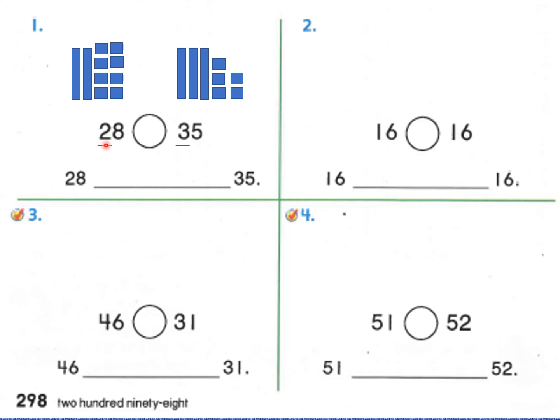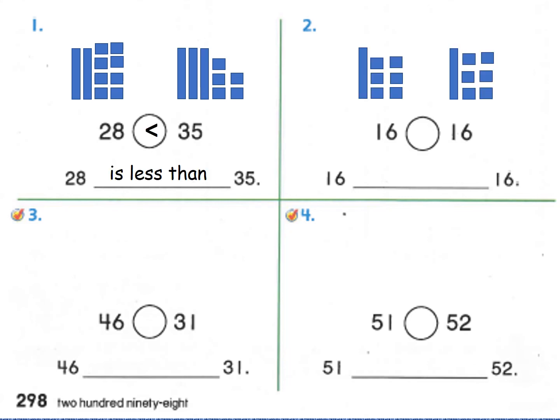Then I underlined my digits in the tens place, and they are not the same. So these are the digits that I'm going to use to compare these two numbers. And we know that 2 is less than 3. So you would fill this in by saying 28 is less than 35. Don't forget your less than symbol right here.